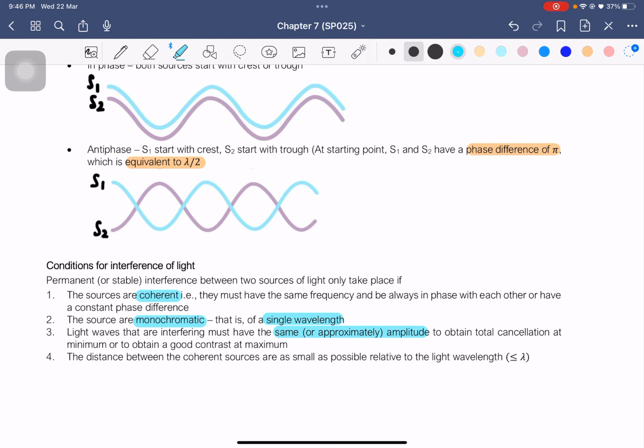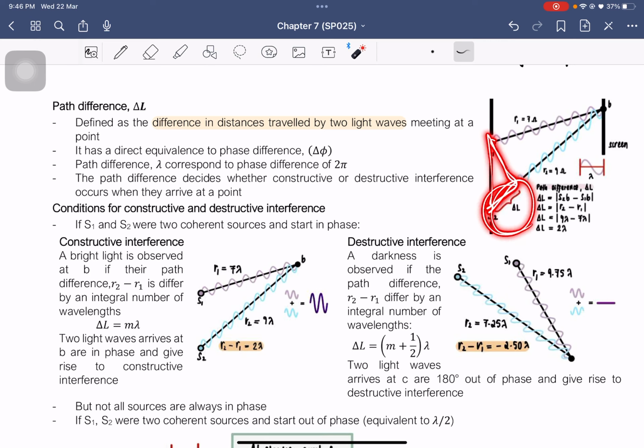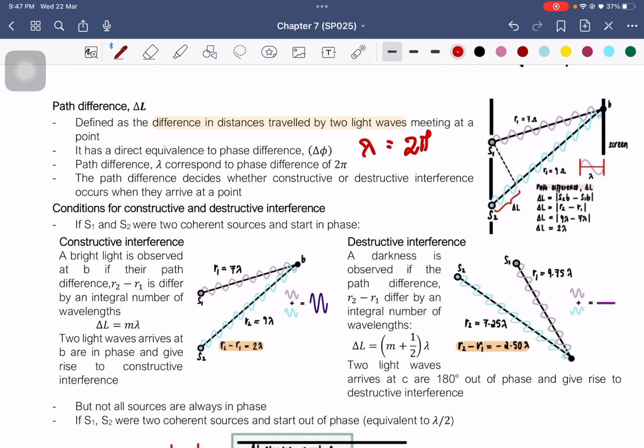Right, so path difference. Path difference, delta L, is the difference in distances traveled by the two light waves meeting at a point. So delta L is this one here. It has an equivalence to the phase difference, which is delta phi. So a path difference of lambda is equal to a phase difference of 2 pi. That means if lambda is equal to 2 pi, a phase difference of pi would be equal to lambda over 2. So they are equivalent in that way.